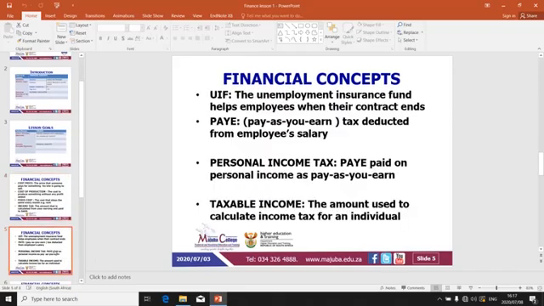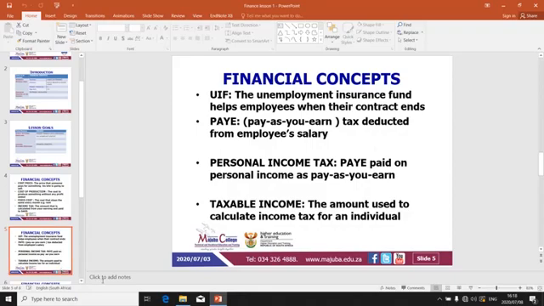Then we move to the next concept, which is UIF. What is UIF? It is the Unemployment Insurance Fund that helps employees when the contract ends. It is always 1%. The employer pays a certain amount, which is 1%, and you also pay 1%, so that when the contract ends, you go to the Department of Labor and claim. In our language, it is known as the blue card. Most of the time, the adults say, I'm collecting my blue card from the Department of Labor. This is known as UIF.